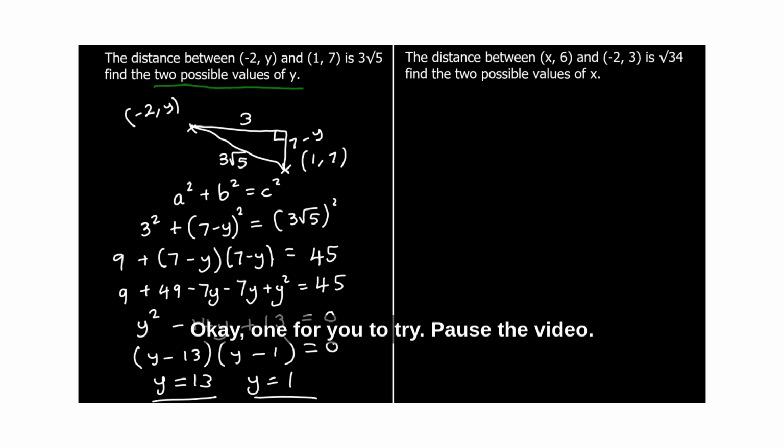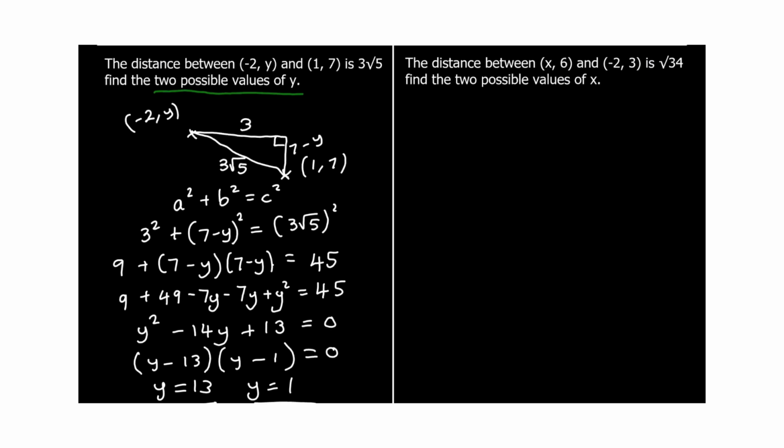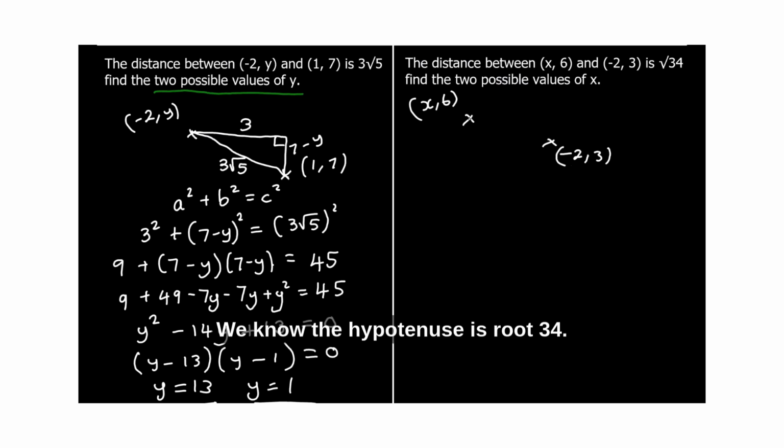Okay, one for you to try. Pause the video and give it a go. The distance between (x, 6) and (-2, 3) is root 34. Find the two possible values of x. So we've got (x, 6) and (-2, 3). We know the hypotenuse is root 34.